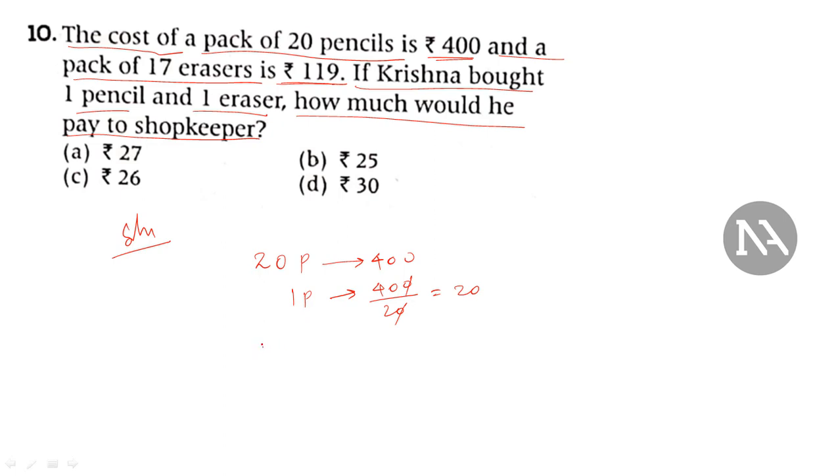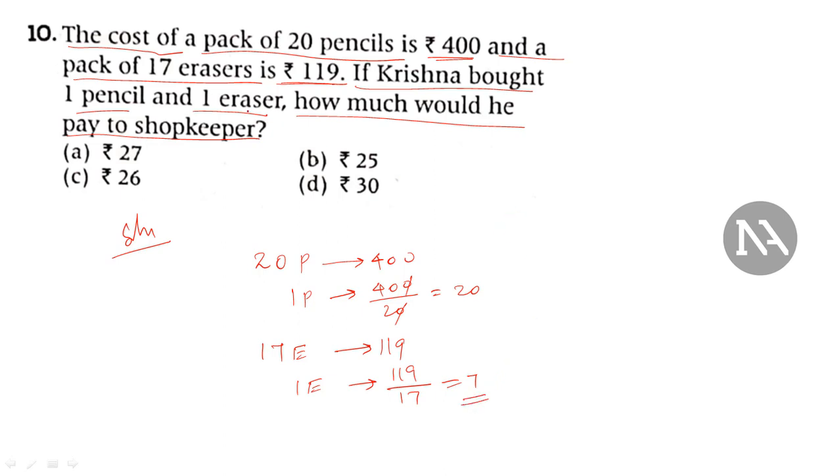Similarly, 17 erasers cost 119. Cost of one eraser is 119 divided by 17. This will give you 7. Cost of one eraser, 119 divided by 17, this will give you 7.